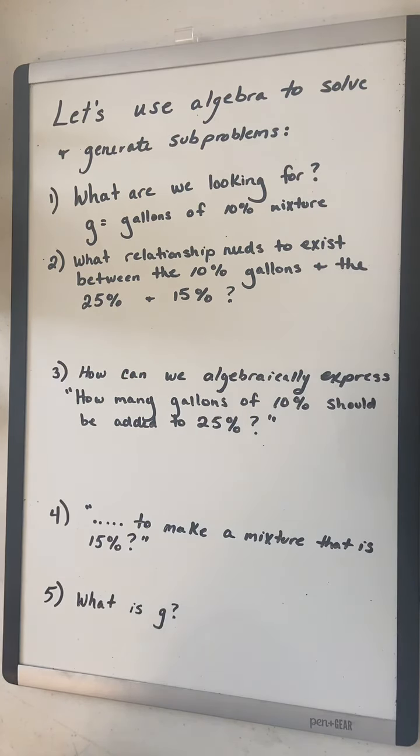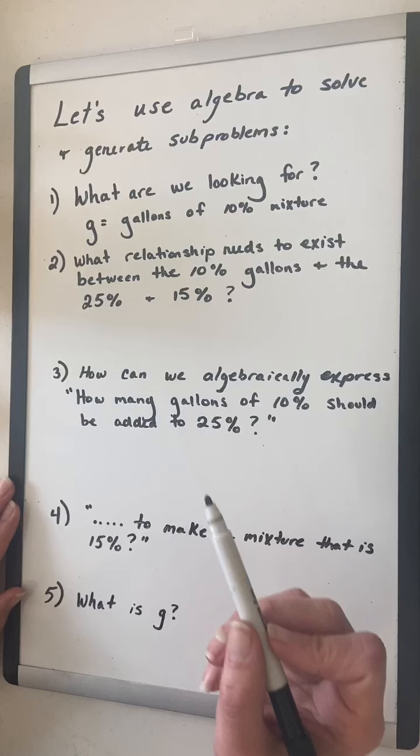Okay, so we know that, but whenever we're using algebra, we have to set up some type of relationship through an equation, and that involves equality of some sort. So we want to ask what relationship needs to exist, and in particular for us, what relationship needs to exist between the 10% gallons and the 25% and 15%. And the clues are in the wording themselves. It says how many gallons of the 10% solution, which we know is our unknown, should be added to the 25% solution to make a mixture that is 15% chocolate.